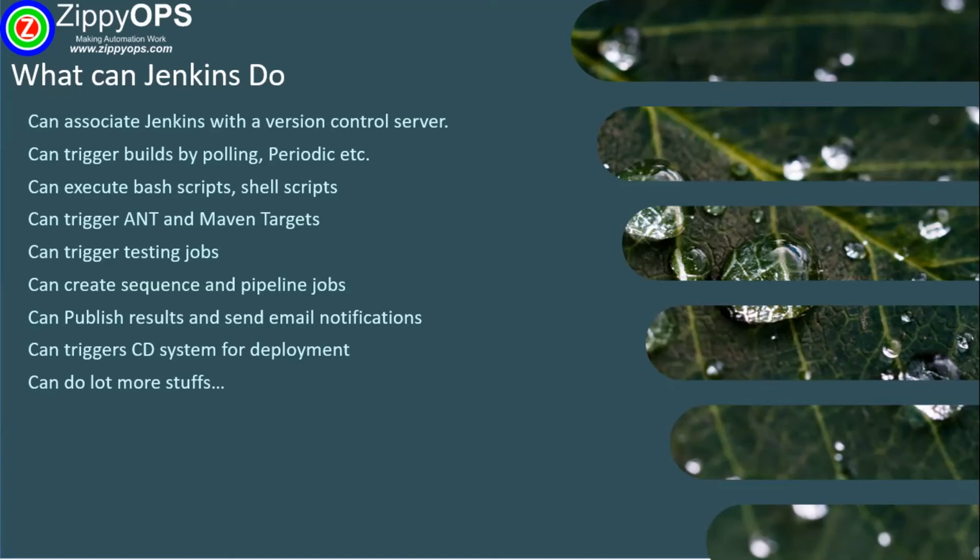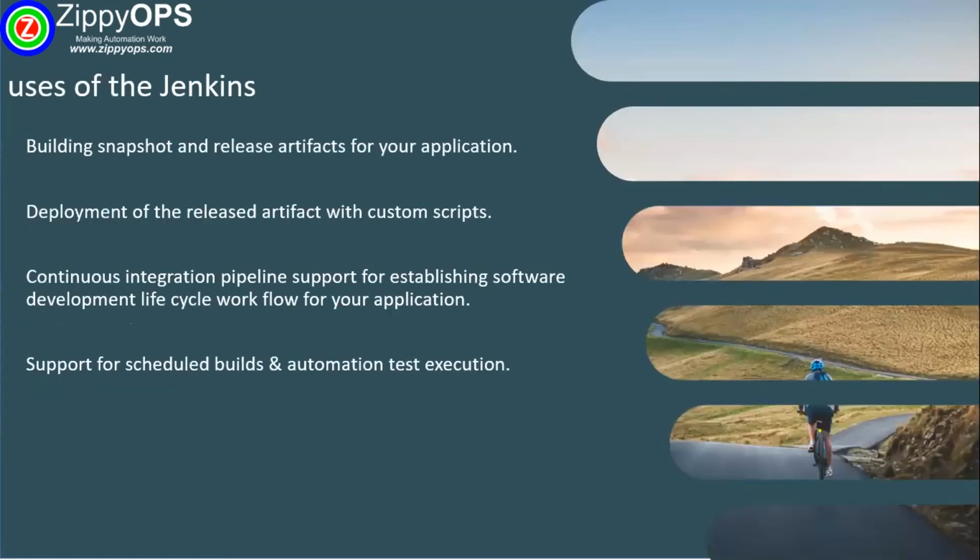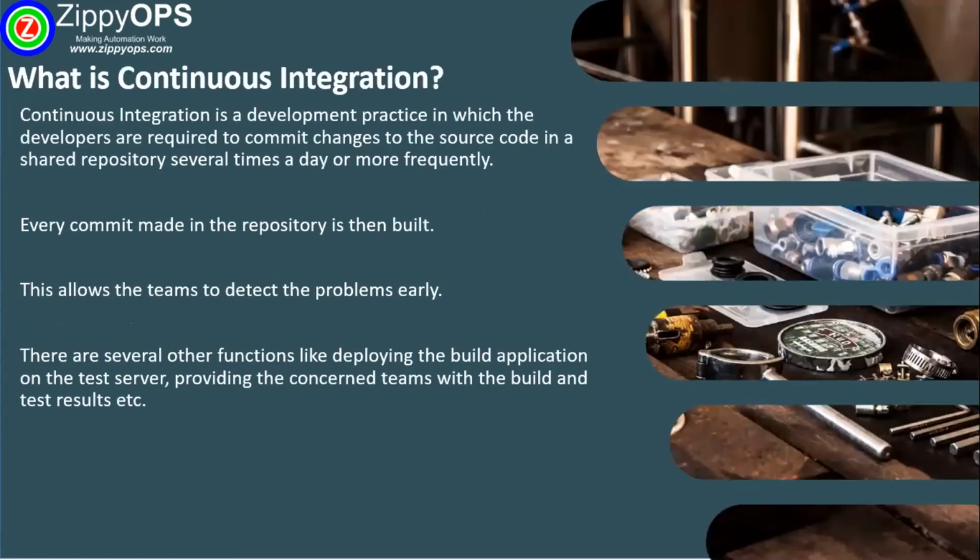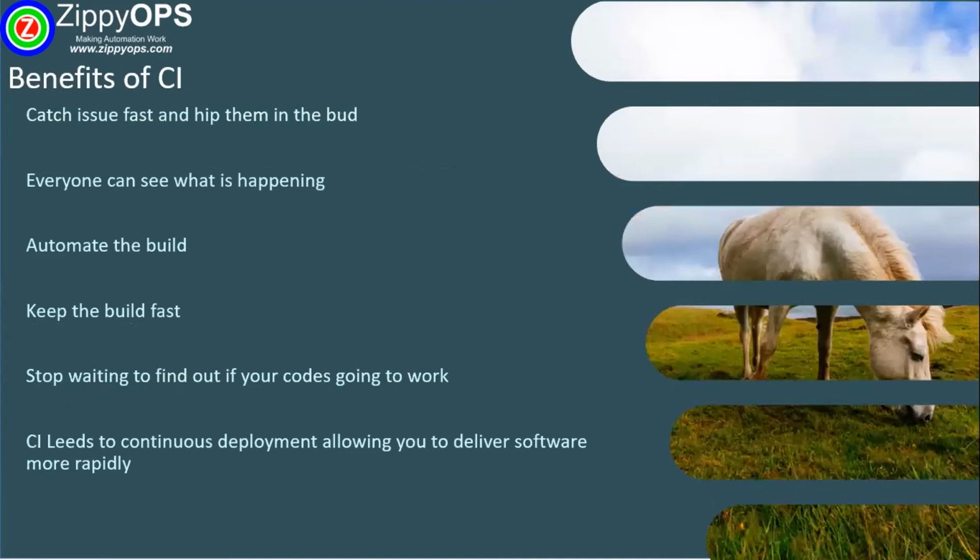Okay, and it can trigger the continuous delivery systems like Ansible or Puppet or Kubernetes. Even Kubernetes can be considered as a continuous delivery system. It can trigger them and deploy the application there. Like that, you can do any number of things using Jenkins. Okay. And the continuous integration system, we have discussed that.